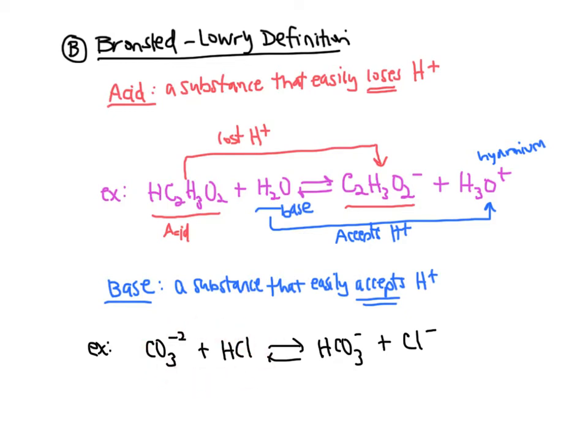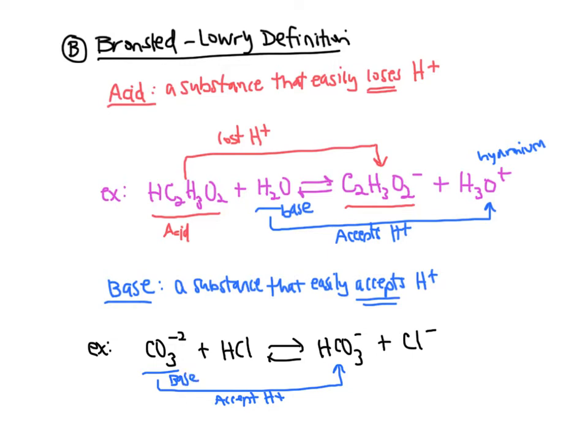So if you look at what you've got here, you've got carbonate ion reacting with HCl. And on the other side, bicarbonate and chloride ion. So what you need to look for is who lost a hydrogen and who gained a hydrogen. So we'll start with carbonate. Carbonate became bicarbonate, or hydrogen carbonate, on the other side. And it did that by accepting a hydrogen. And that makes hydrogen carbonate your base.